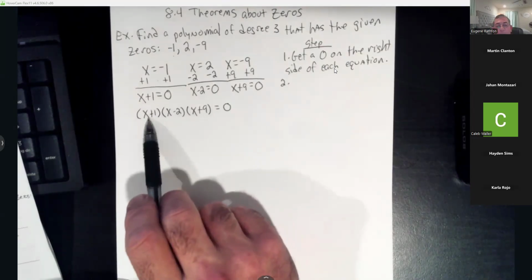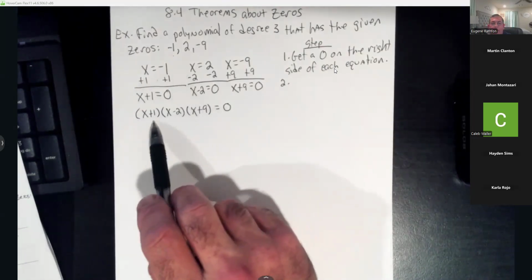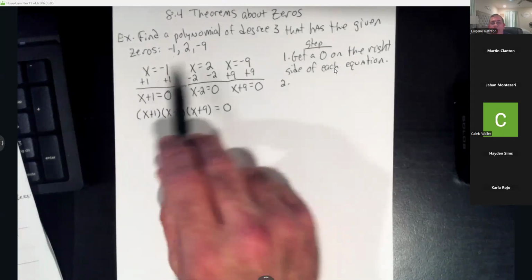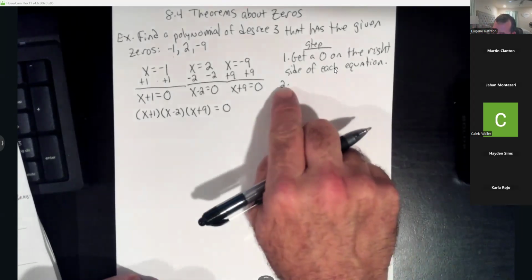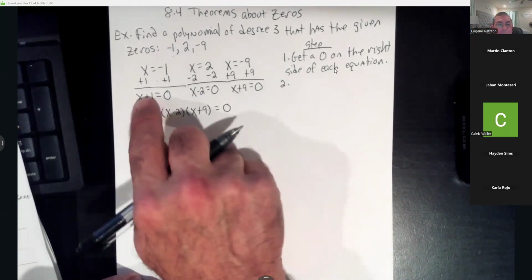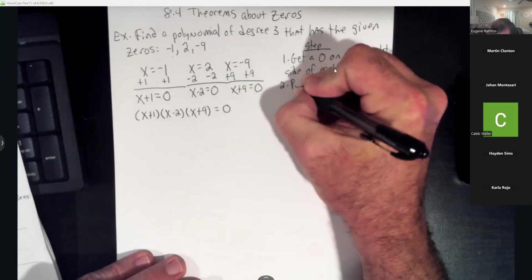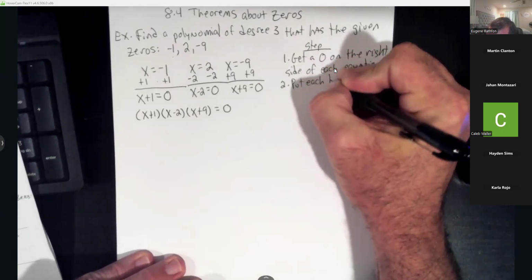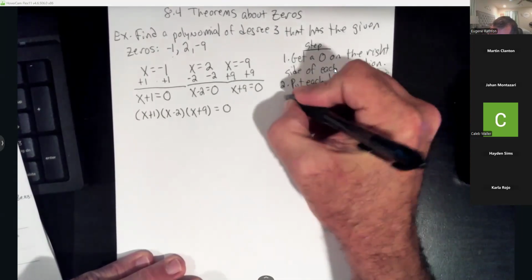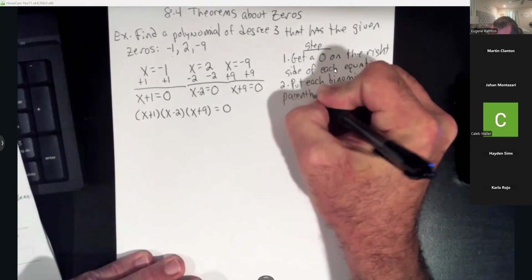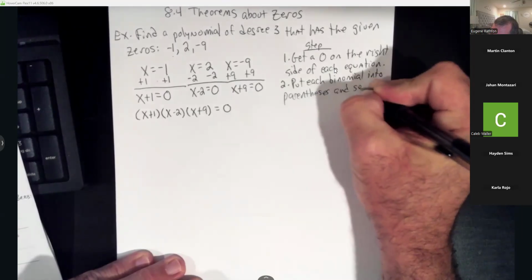Okay? So this is sort of going in reverse of what we did last week. Last week we started with parentheses and we had to come up with the zeros. So we're going in reverse. So that means step 2, and I call each of these a binomial because they're 2 terms. So I'm going to put each binomial into parentheses and set equal to 0.